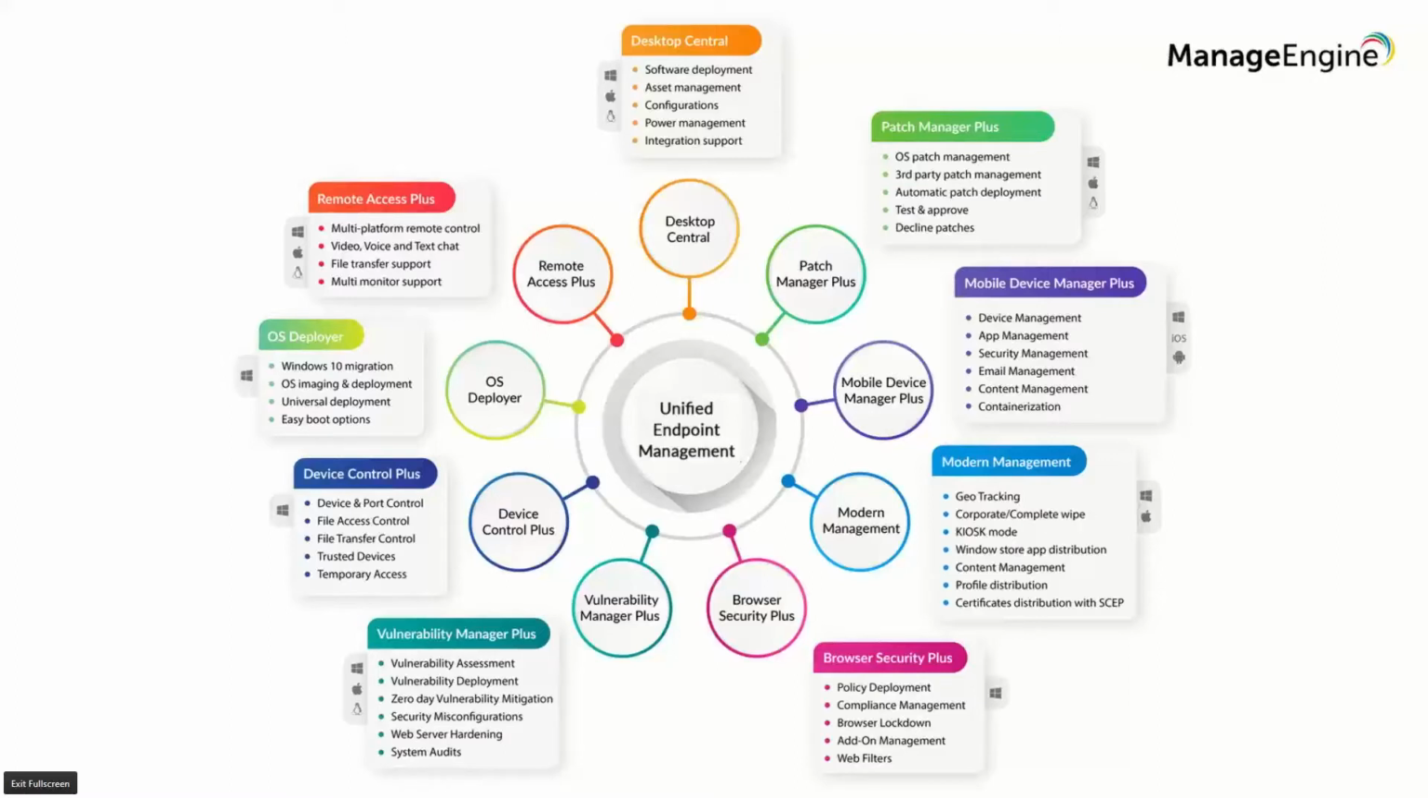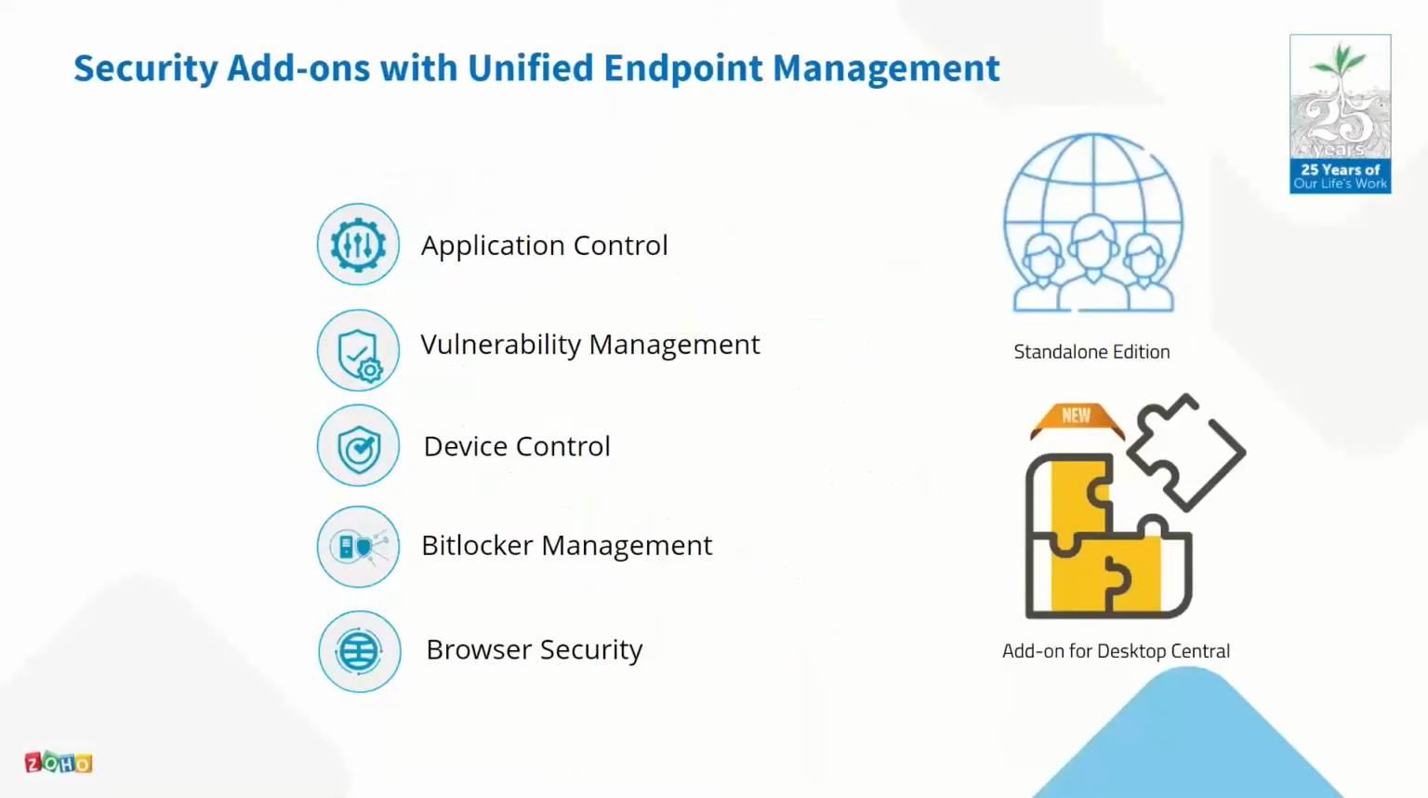Now, along with Desktop Central's unified endpoint management, you also have the security add-ons that come with unified endpoint management. So you have different security add-ons. The 5 different security add-ons that you get are application control, vulnerability management, device control, BitLocker management, and comprehensive browser security. So these are the 5 different security add-ons that you get along with unified endpoint management.